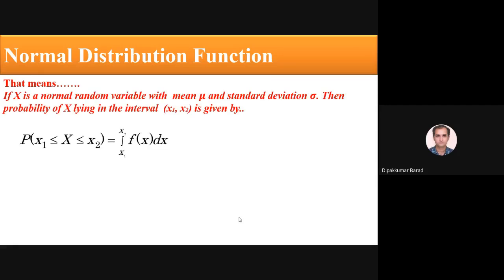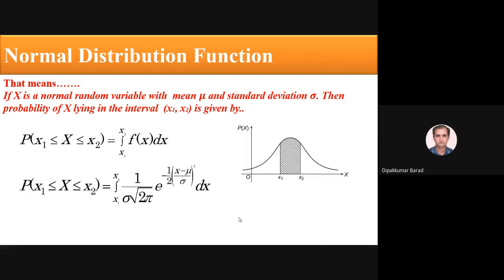So in any interval, if you want to find the probability of x between x1 and x2, then by the normal distribution it is the integral of f of x dx from x1 to x2, where f of x is 1 upon sigma root 2 pi e raised to minus 1 by 2 times (x minus mu upon sigma) squared. And what does it mean? According to our graph, if you see x1 and x2 here, the probability between x1 and x2 means the area between x1 and x2 in this interval for a given normal curve.